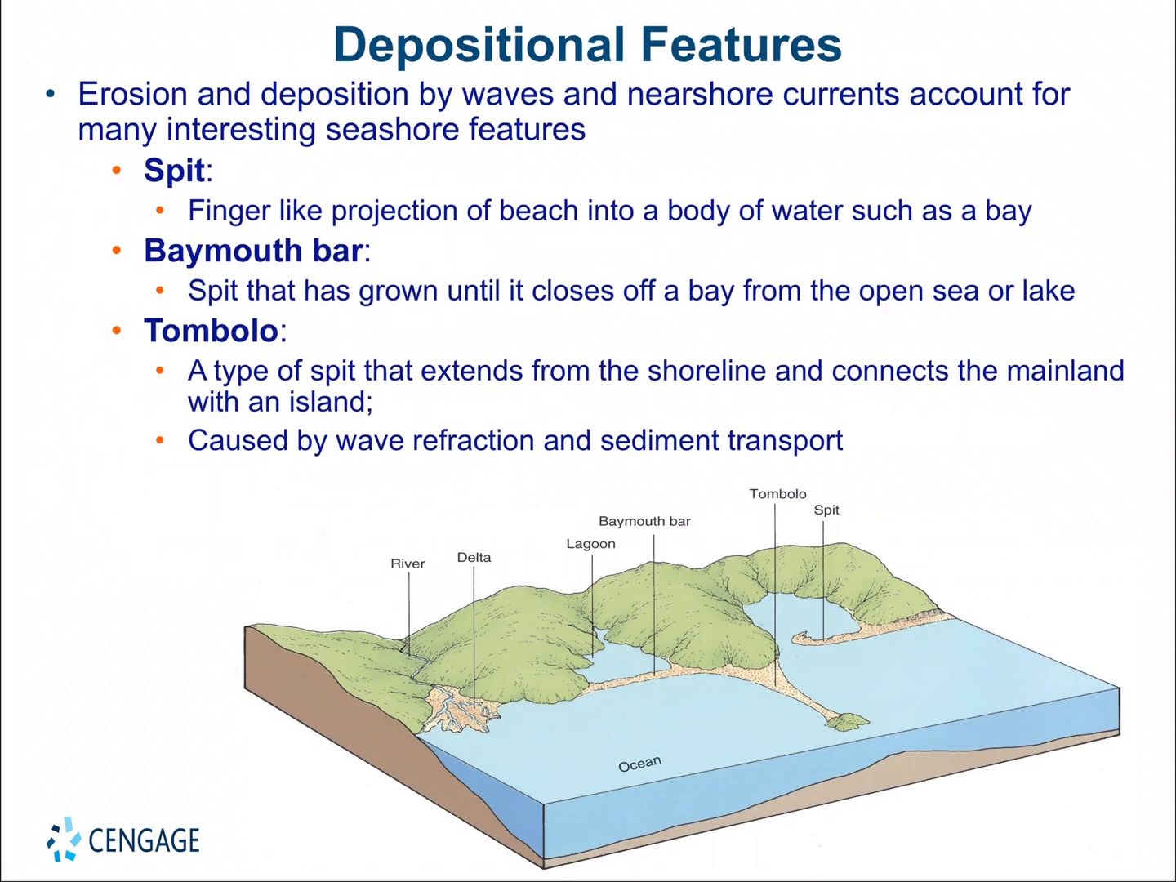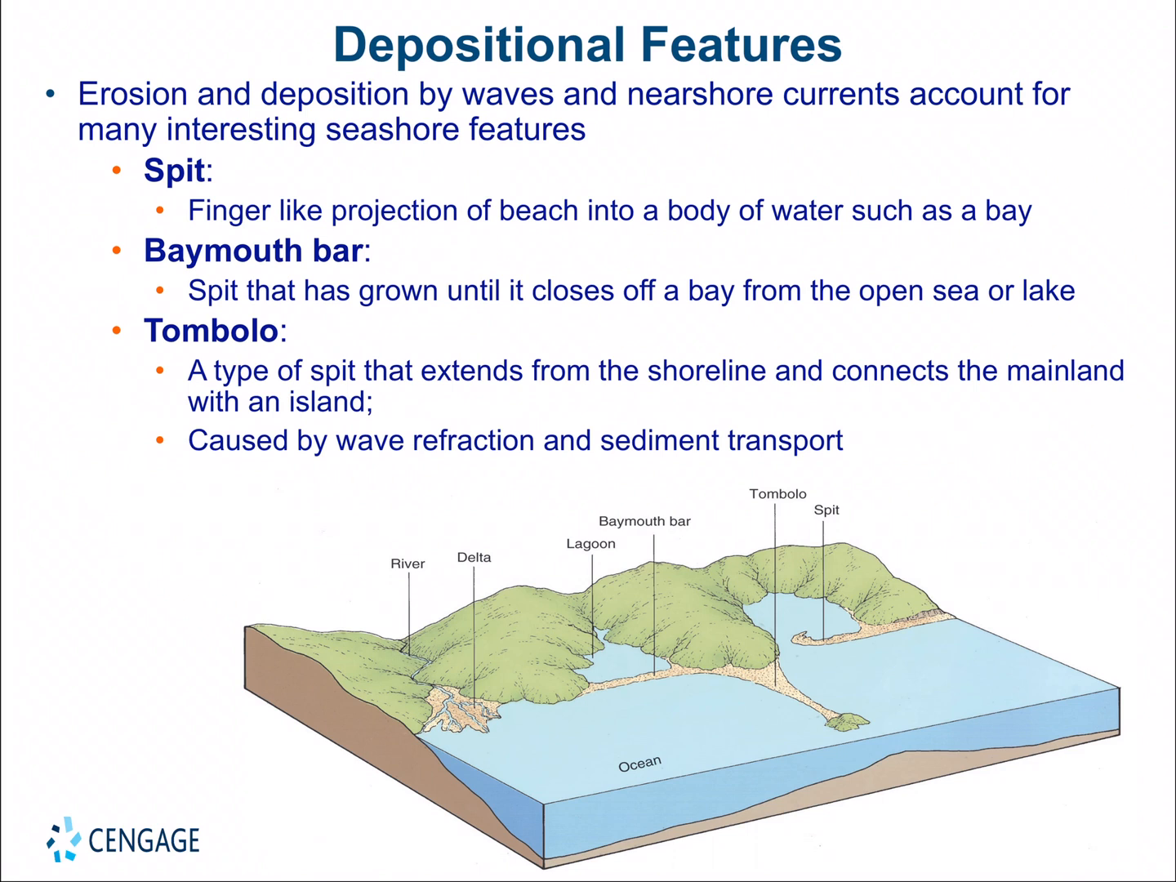Now we do have some depositional features, like we just went over erosional features. So our first one that's shown in our diagram is called a spit. It is a finger-like projection of a beach into a body of water, such as a bay. A bay mouth bar that you can see illustrated in the diagram is a spit that has grown until it closes off a bay from the open ocean or sea.